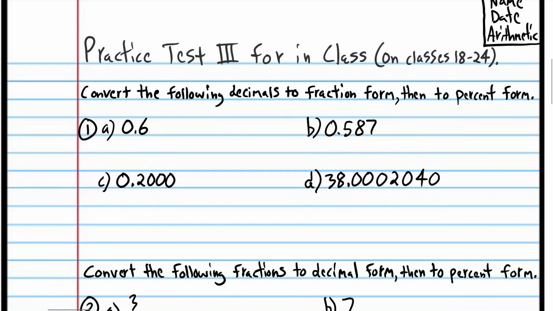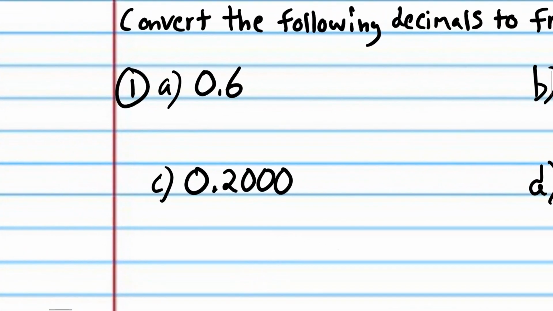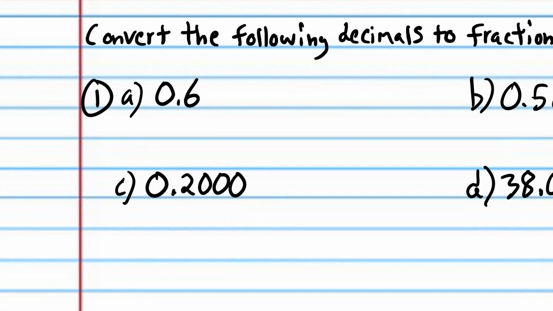Let's do number 1. It says convert the following decimals to fraction form, then to percent form. So we have 0.6, and we're going to convert that to a percent. Converting to a percent is very easy. You just move the decimal 2 places to the right, 1, 2. But that means we have to add a 0, so it becomes 60%. You can't get any easier than that.